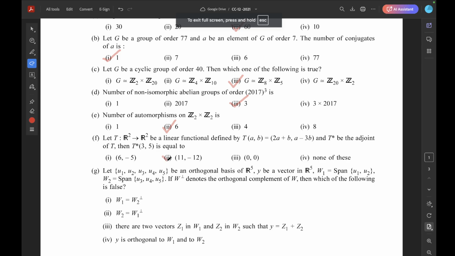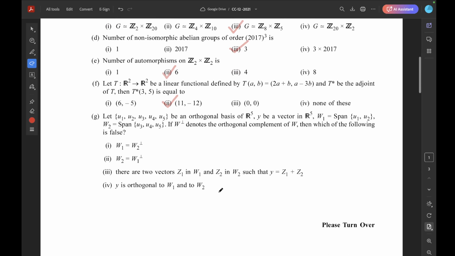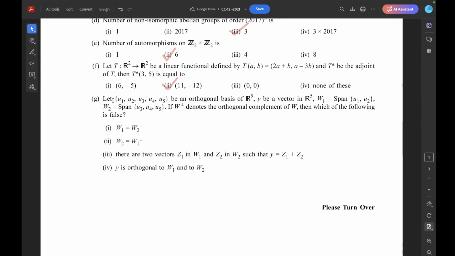Next question, G. Let the set u1, u2, u3, u4, u5 be an orthogonal basis of R5. Let Y be a vector in R5. W1 equals the span of the set u1, u2. W2 equals the span of u3, u4, u5. If W perpendicular denotes the orthogonal complement of W, then which of the following is false?